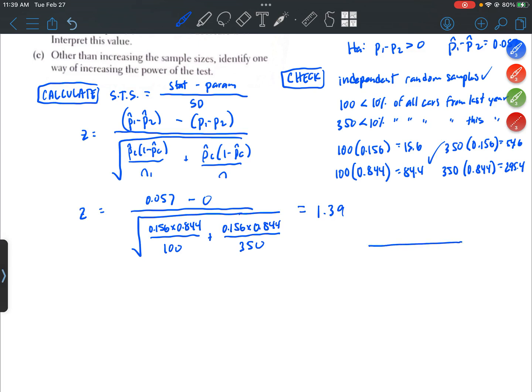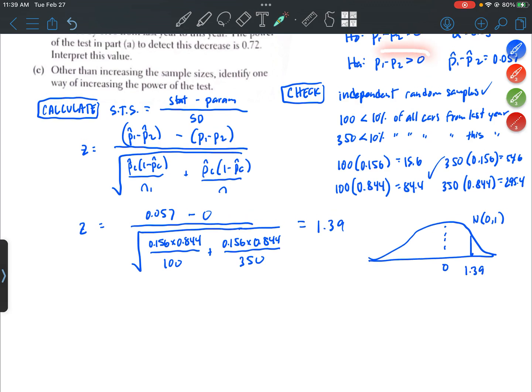All right, let's sketch a picture of a standard normal distribution. 1.39 is going to be in the right tail. Remember our alternative hypothesis. We're looking for evidence of a difference greater than 0. So we're going to be shading the right tail here. And now we'll just use normal CDF to get the probability. Lower bound 1.39, upper bound 9999.